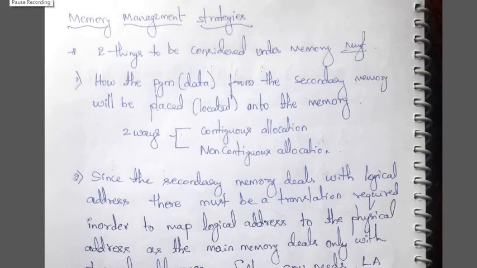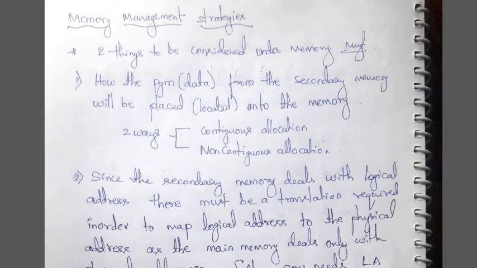Welcome back, students. In this video we are going to see the continuation of memory management tasks. In the previous video we got to know the two major tasks that memory management has to perform. The first was memory allocation, the second was address translation. In this video we are going to see the strategies available in order to allot the memory for any of the processes.